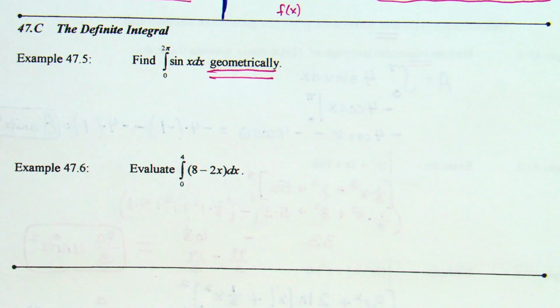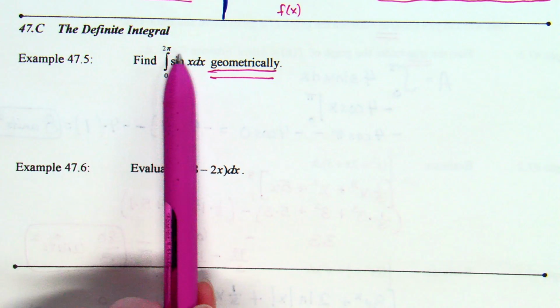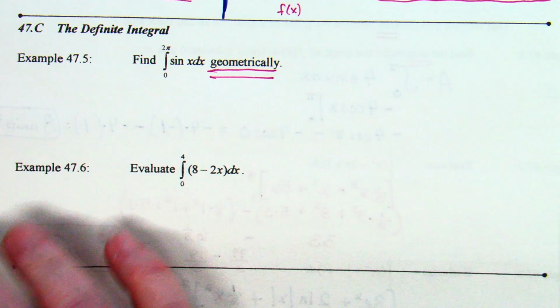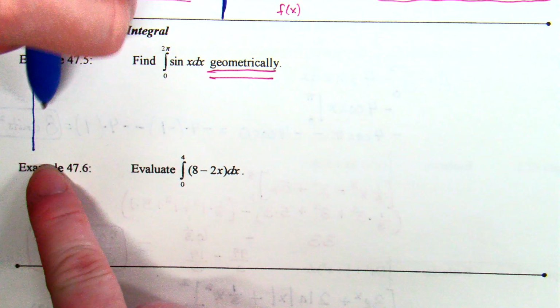What do we mean geometrically? What is an integral finding? What did we say earlier this lesson? It's finding area, right? So it's the area under the curve. That's what this problem is asking me to do. The area under the curve from 0 to 2 pi. So, in order to do this geometrically, let's sketch a graph. Can you visualize the graph? What's sine look like from 0 to 2 pi?